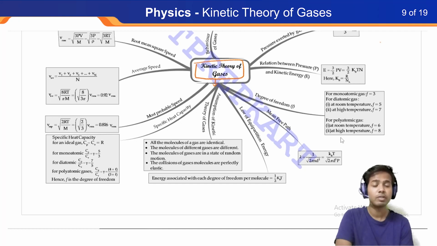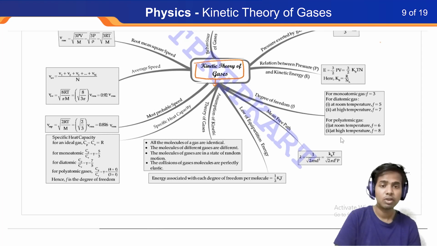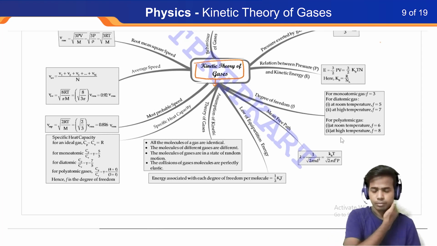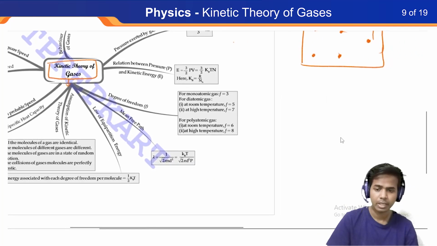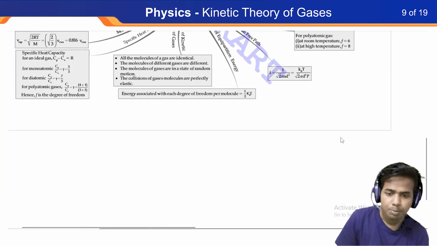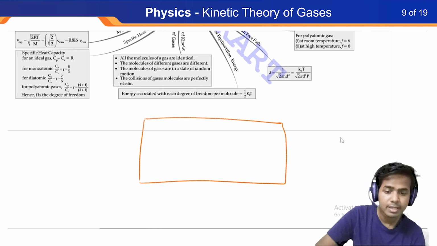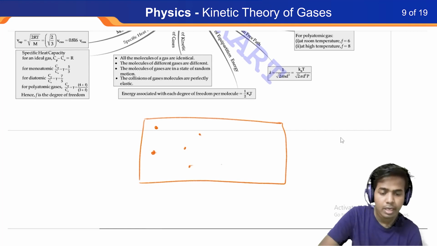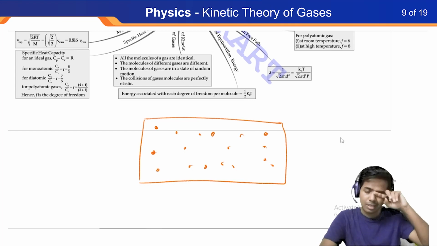For example, what is the pressure it will exhibit, what will be maybe the velocity of the particles, what will be the things that we require, the energy of the particle. Now, before the kinetic theory of gases, the theory is built upon some assumptions. The first assumption is that all the particles inside the container are identical to each other. Exactly identical to each other.